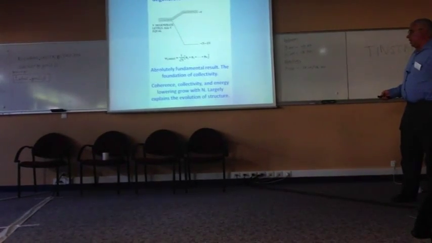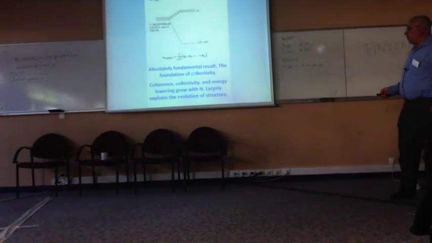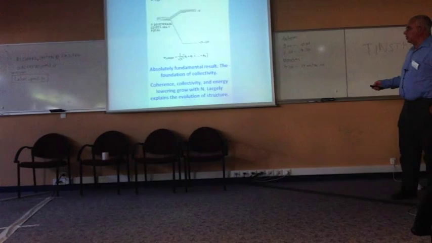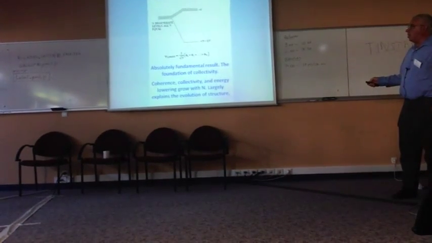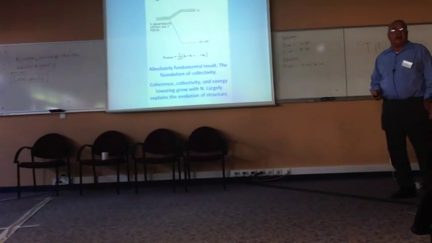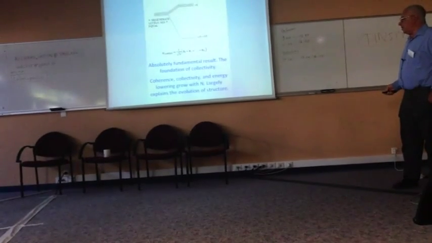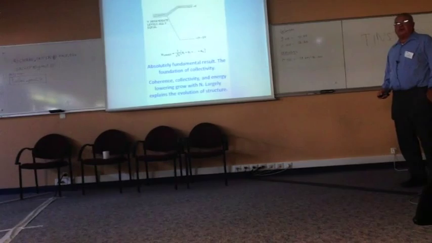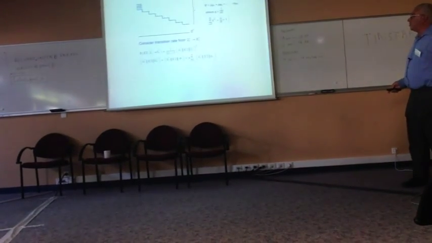So that's what I just said, absolutely fundamental result, foundation of collectivity. Coherence, collectivity, and the energy lowering all grow with n, goes down as n minus 1, so the more states you have interacting, the lower the collective state will be. And as I said, this largely explains a lot of the general features of the evolution of structure.